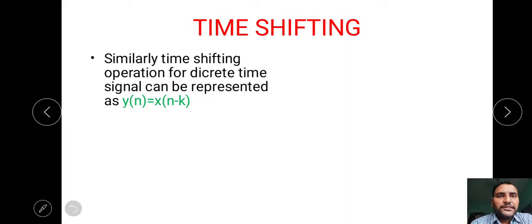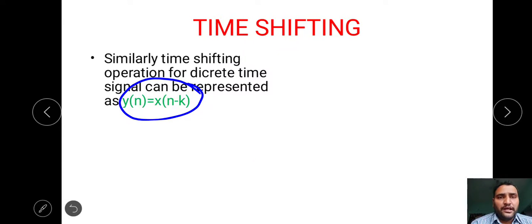time shifting operation for a discrete time signal can be represented like this: y of n is equal to x of n minus k, where k is any integer, and based on k values the signal is shifted. Shift means the given signal is shifted either to the right side or the left side. If it is shifted to the right side, it is called a delayed signal. If it is shifted to the left side, it is called an advanced signal.